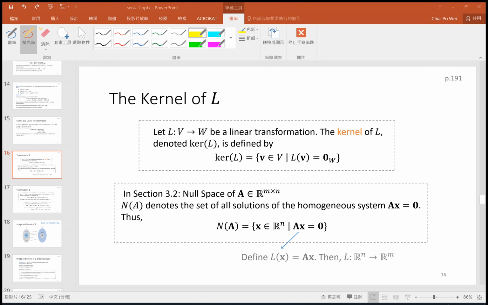Next, we introduce the kernel of a linear transformation L. Let L be a linear transformation from V to W. The kernel of L is defined as the set of all vectors v in the vector space V such that L(v) = 0_W. 0_W is the zero vector in the vector space W.